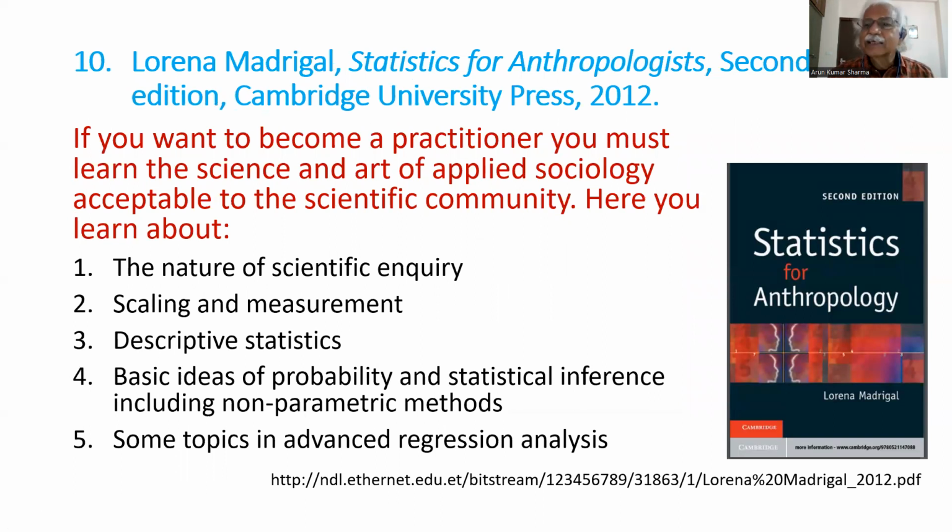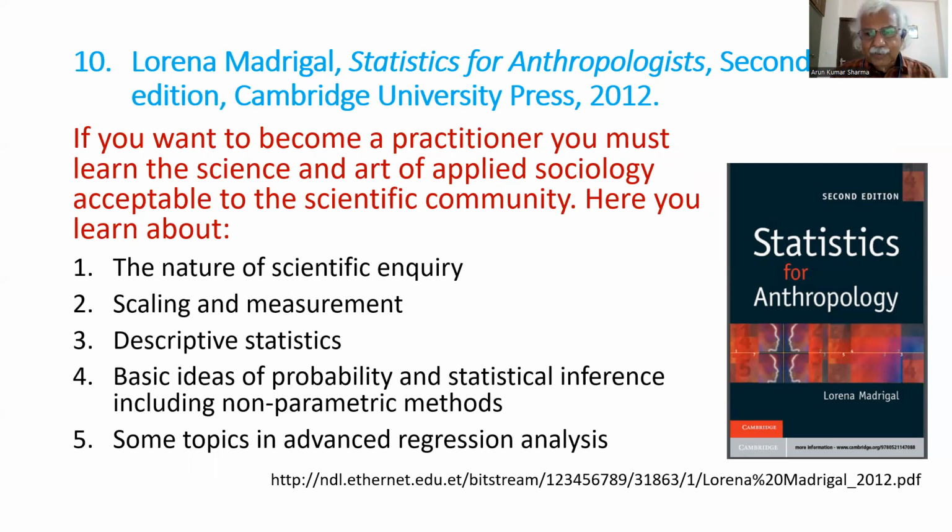The 10th and the last book I would recommend is a different type of book. It's a book by Madrigal on statistics for anthropologists. The second edition of this book, published by Cambridge University Press in 2012, is the edition that I have with me. If you want to become a sociological practitioner, you must learn the science and art of applied sociology, acceptable to the scientific community.